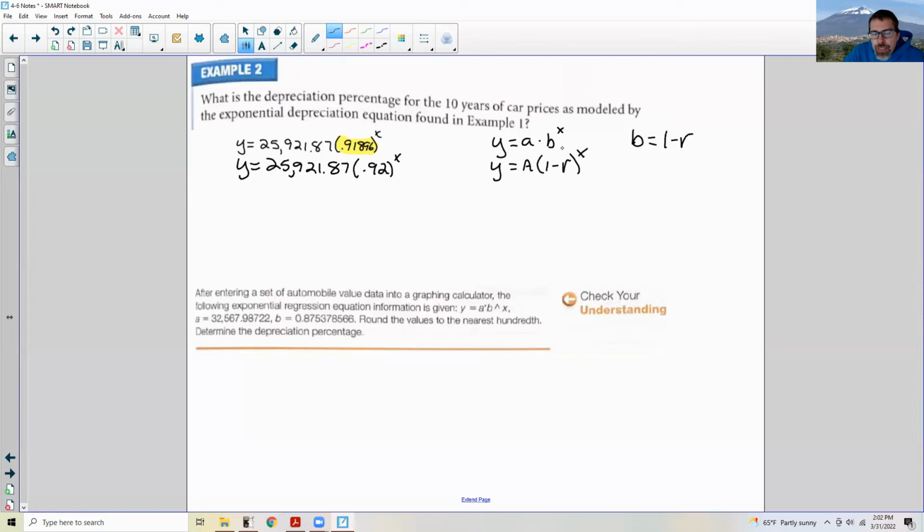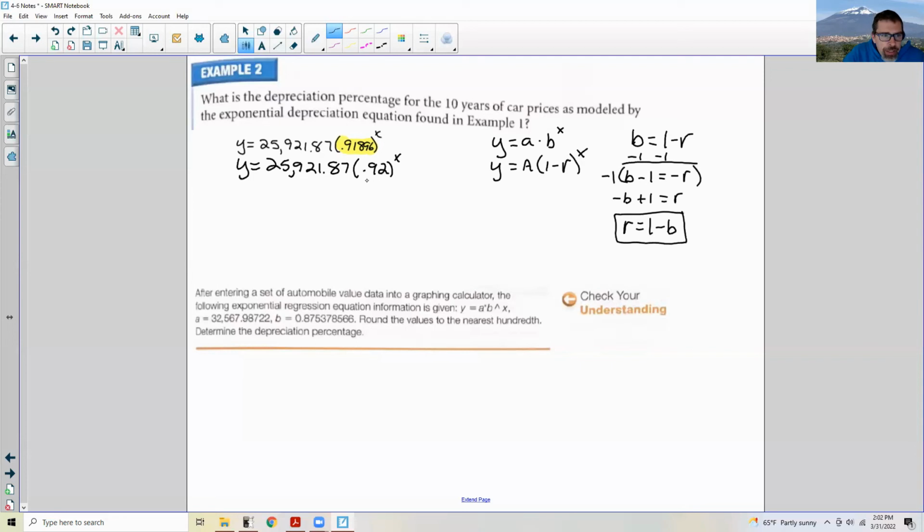So now we can set B equal to 1 minus R, and then solving for R, if I subtract 1 from both sides, then I'm going to get B minus 1 equals negative R. So if I multiply the whole thing by negative 1 and distribute, I'm going to get negative B plus 1 equals R. Or I can rewrite this as R equals 1 minus B.